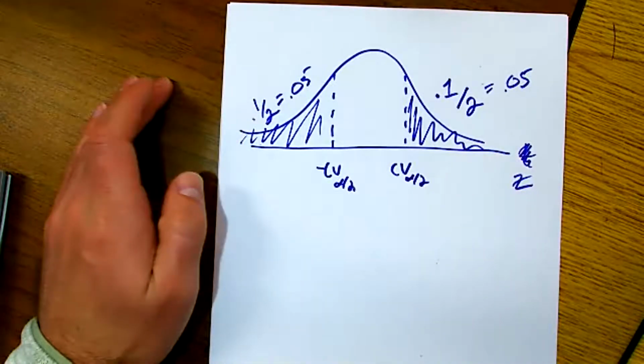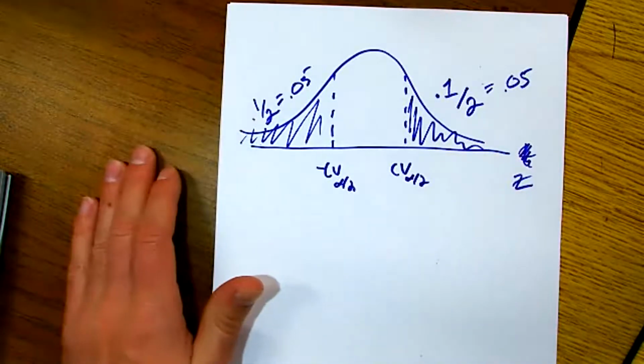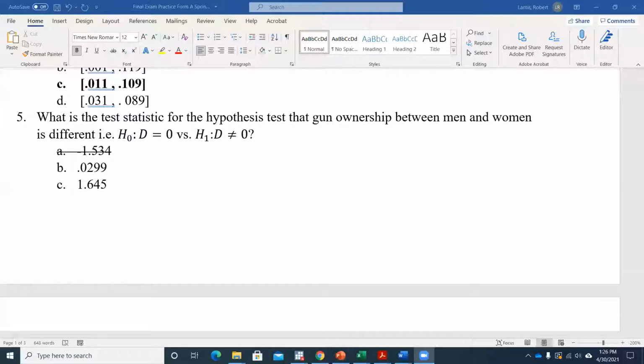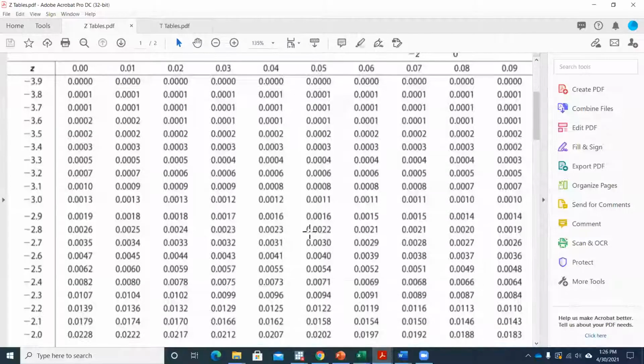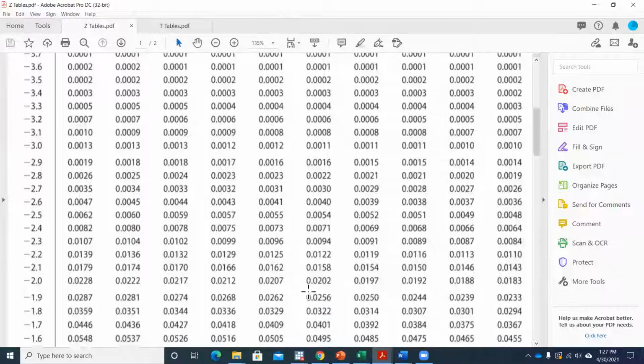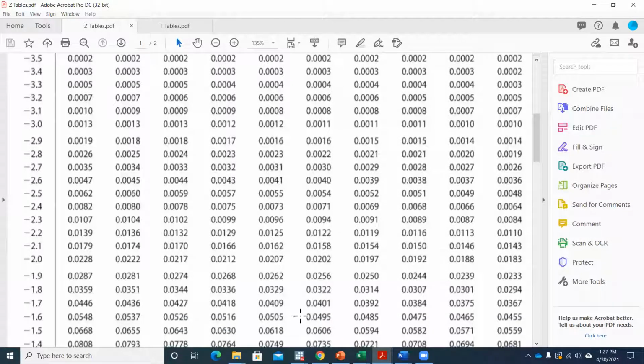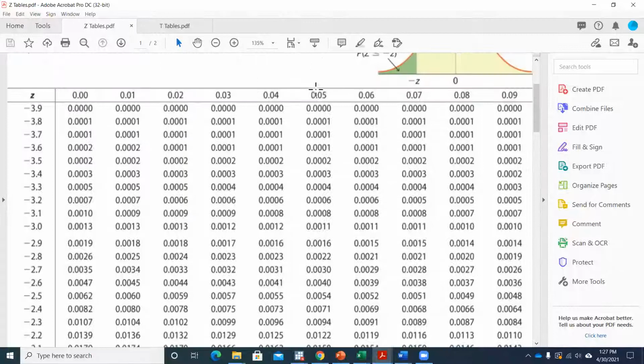Okay. Now I could look this up, right? I could go look up 0.05. You know, we actually already did a similar thing earlier for the confidence interval. So I find what's close, negative 1.644 and 5, 1.65, right?